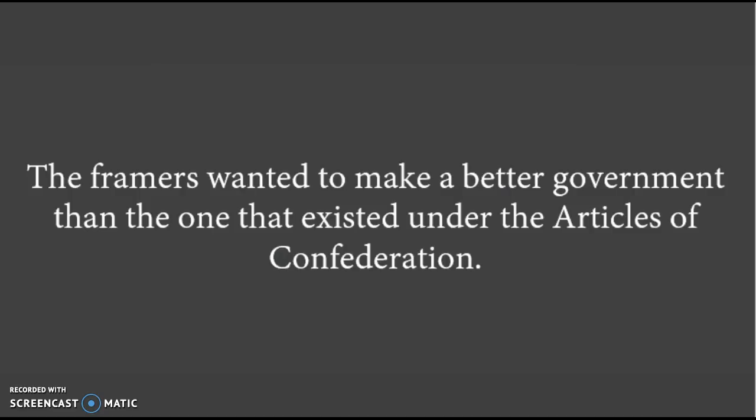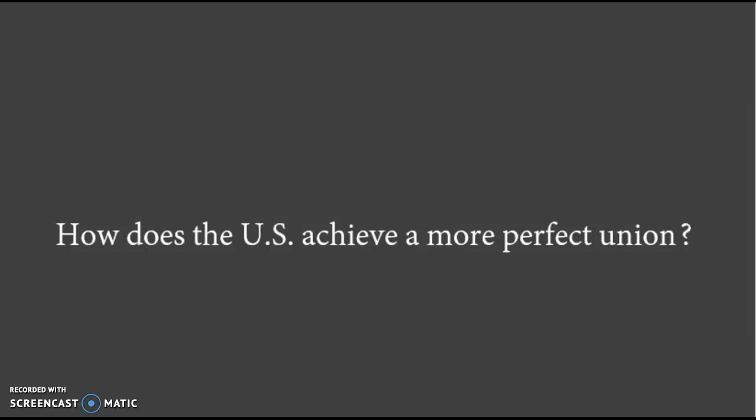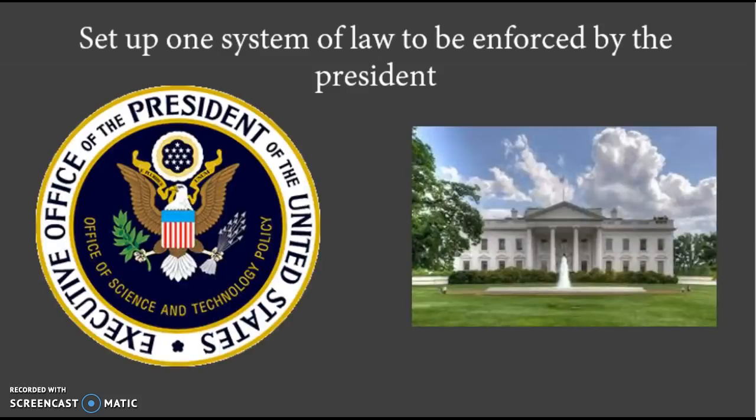The way in which the framers did this was they set up one system of law to be enforced by the president. So this is something you would write in the Form a More Perfect Union rectangle in your graphic organizer. That there was a setup of laws that were to be enforced by the president within the executive branch.